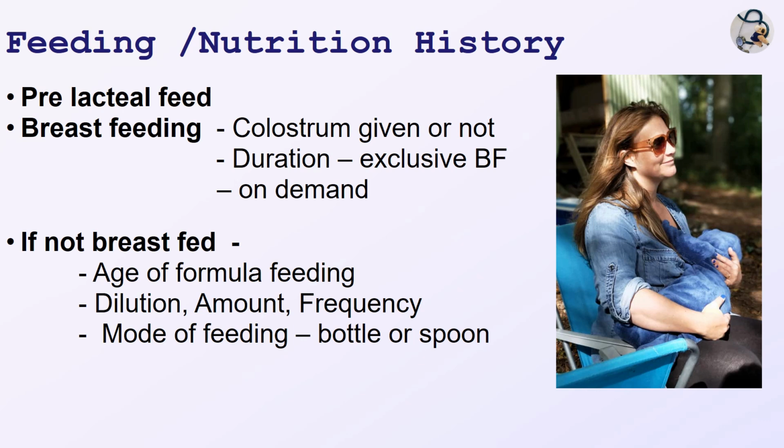Then take history of breastfeeding, whether colostrum was given or not, duration of the exclusive breastfeeding, and whether on-demand feeding was done or not. If not breastfed, then the age of the formula feeding when it was started, then dilution, amount and frequency of the formula feed, and mode of feeding is important, whether feeding by bottle or by spoon.